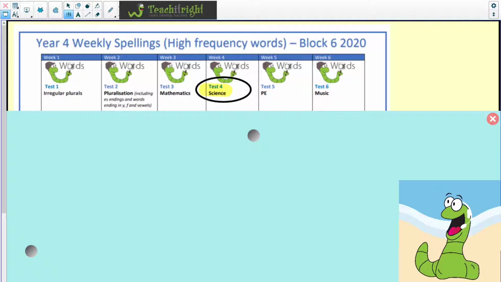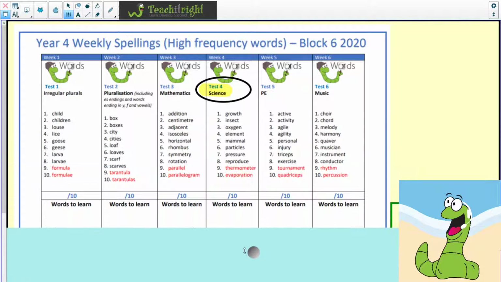And the last word this week is evaporation. Evaporation. Something that happens when water heats up. It evaporates. But write the word evaporation. So, hopefully you've managed to get all of those words written down. Let's reveal what those words were and how you spell them. Let's have a look. There we go.